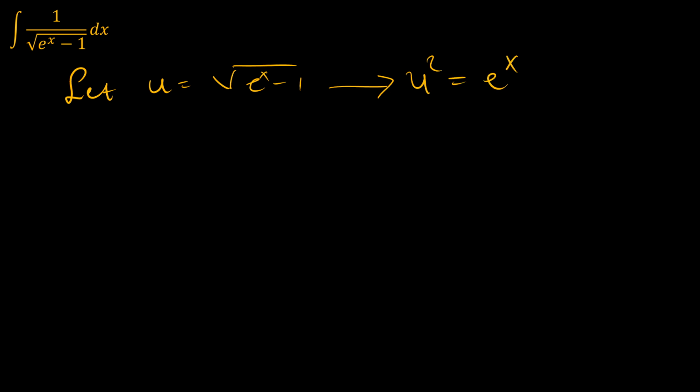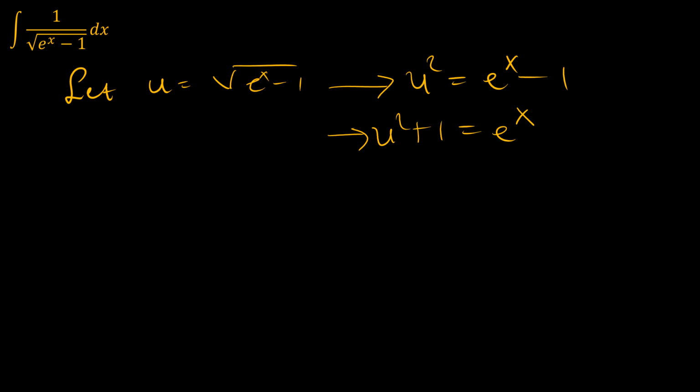say let u be equal to the square root of e to the power x minus 1, such that u squared is equal to e to the power x minus 1, and therefore u squared plus 1 is equal to e to the power x, right?